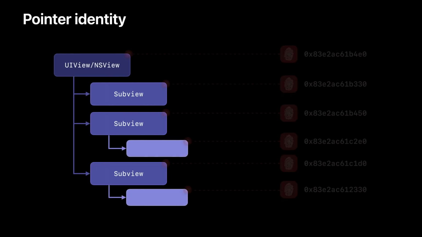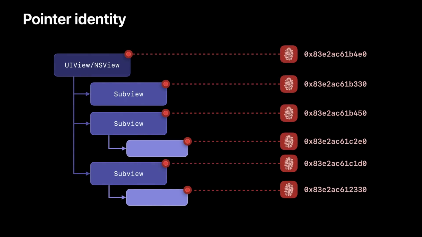One form of explicit identity you may already be used to is pointer identity, which is used throughout UIKit and AppKit. Now, SwiftUI doesn't use pointer identity, but learning about it will help you better understand how and why SwiftUI works differently. Let's take a quick look. Consider a UIKit or AppKit view hierarchy, like this one. Since UIViews and NSViews are classes, they each have a unique pointer to their memory allocation.